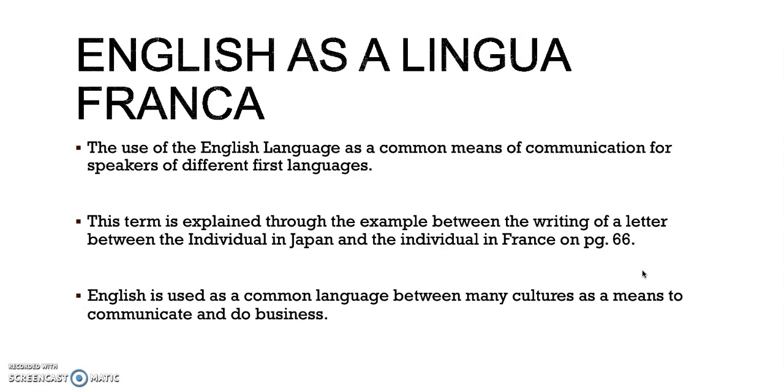If I can get it to push. Lingua franca. Lingua franca. There you go.